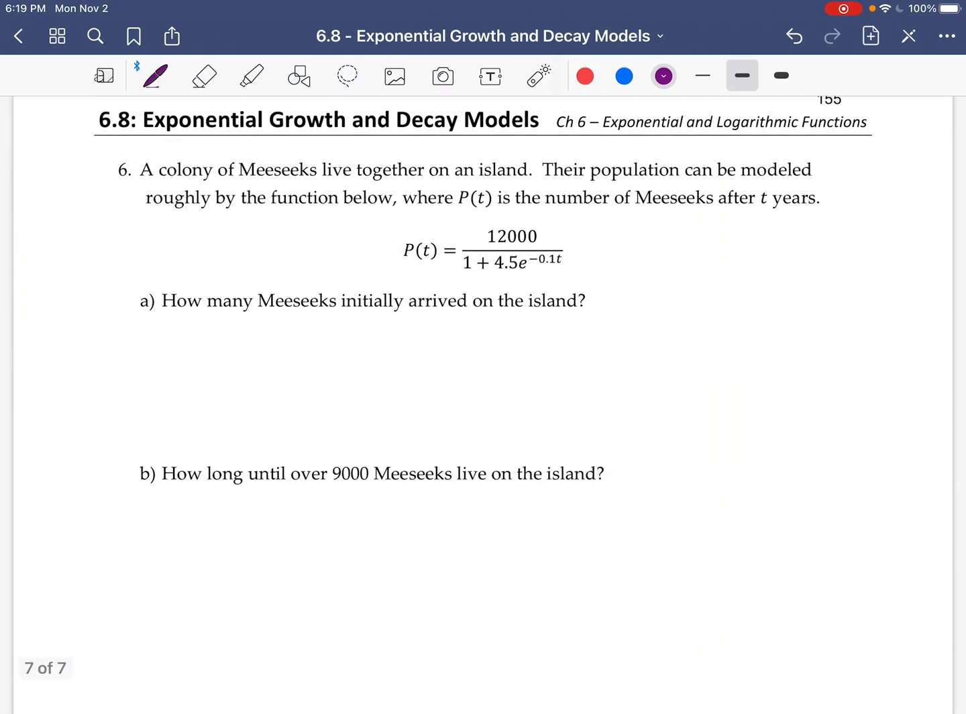So suppose a colony of meseeks live together on an island. Their population can be modeled roughly by this function P of t, okay, where P of t is the number of meseeks after t years. Okay, so it looks like that. So 12,000 divided by 1 plus 4.5 e to the minus 0.1 t.